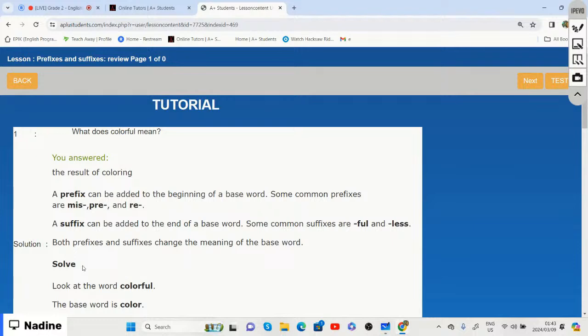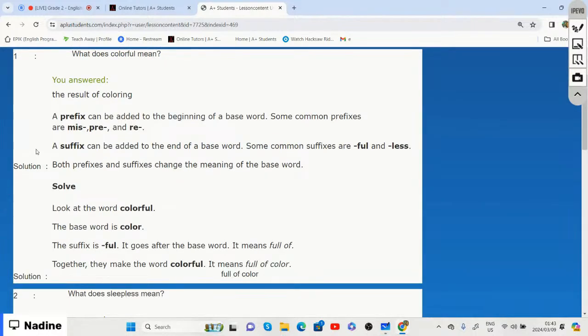Right? And then we have our suffix, and we said a suffix can be added to the end of a base word. And remember, we said a base word is a word that can stand on its own. So some suffixes are full and less, and both the prefixes as well as the suffixes, right? They change the meaning of a base word.